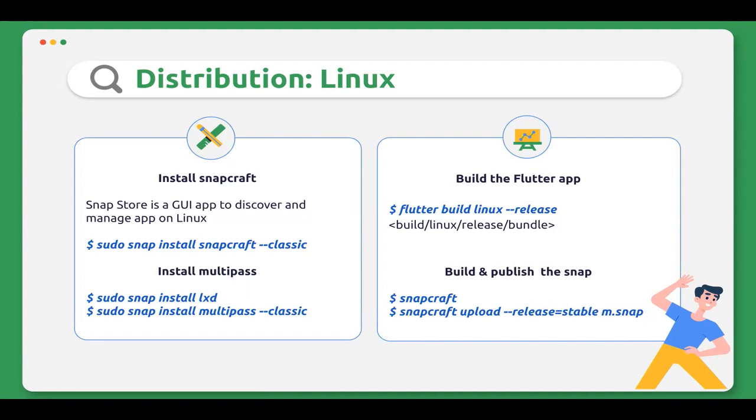Here we need to install Snapcraft with the given command, as you can see on the screen. And we install Multipass. Then we build the Flutter app given the release flavor. Then we can build and publish this application on Snap.